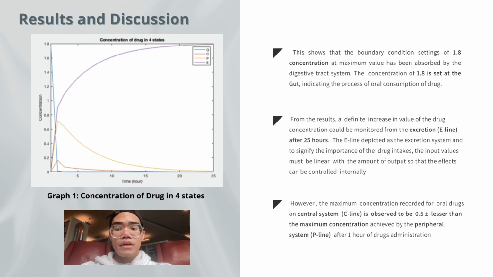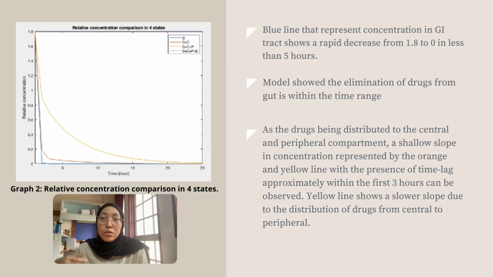And lastly, for the C line, central line, and the P line, peripheral line, we observe that the C line is a little bit lesser, by 0.5 concentration, than the P line. We would like to indicate that the C line focuses on the brain and spinal cord, while the P line focuses on the afferent and efferent neuron system. Okay, continue with the discussion.